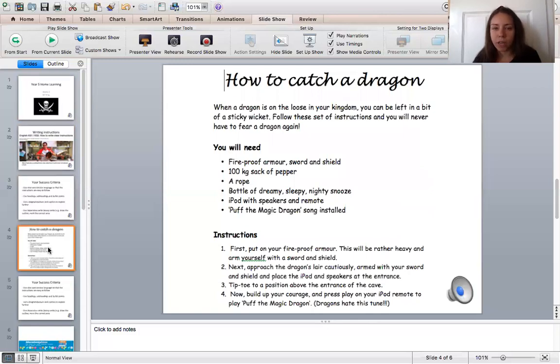Underneath the title, there's a short introduction. Now, this is quite nice to include in your instructions because it gives a brief overview as to what you're going to be talking about. So it says, when a dragon is on the loose in your kingdom, you can be left in a bit of a sticky wicket. Follow these set of instructions and you will never have to fear a dragon again.